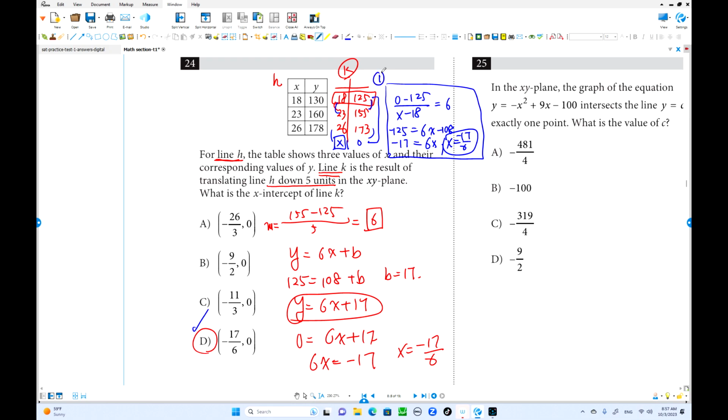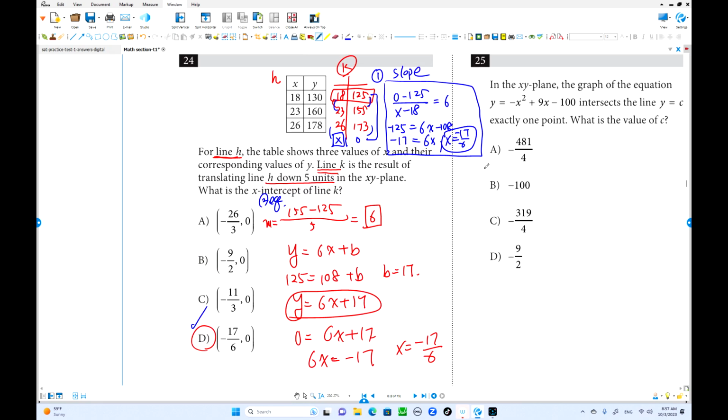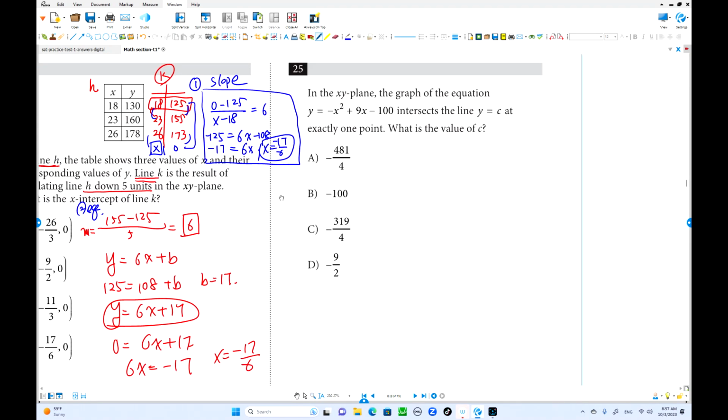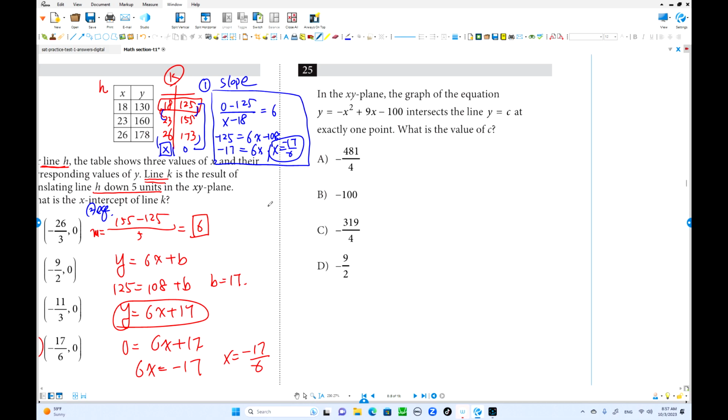This method using the slope and using the equation, okay, you can use both. Here is number 25. So we have a quadratic. The graph looks like this way because this is a negative number, okay? So y equals c is at one point. This must be over here, right? C must be equal to this one.